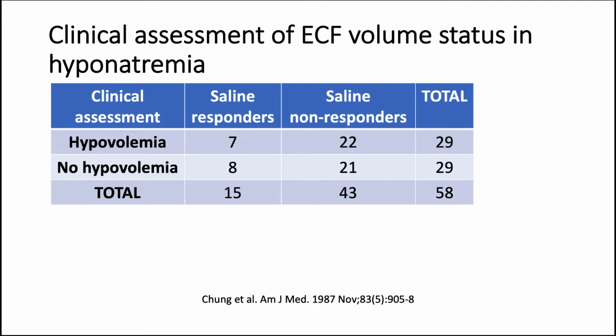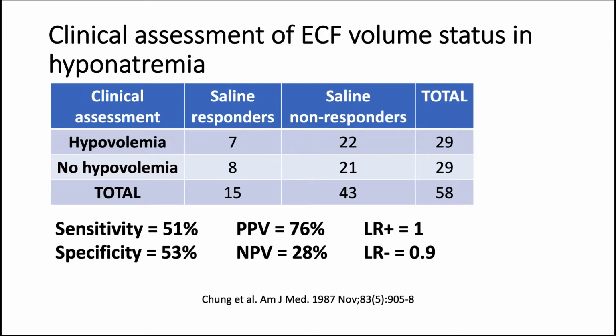It's a 2 by 2 table. And if you look at the sensitivity and specificity of the clinical assessment of volume status, sensitivity was 51%, specificity was 53%. So clinicians are as good as flipping a coin when they are trying to determine the volume status of the patient. You also have there the positive predictive value, only 76%, negative predictive value even lower, 28%. And if you like likelihood ratios, they were very close to 1, which means that they don't change the pretest probability of the patient. So volume assessment by clinicians, we are not very good.